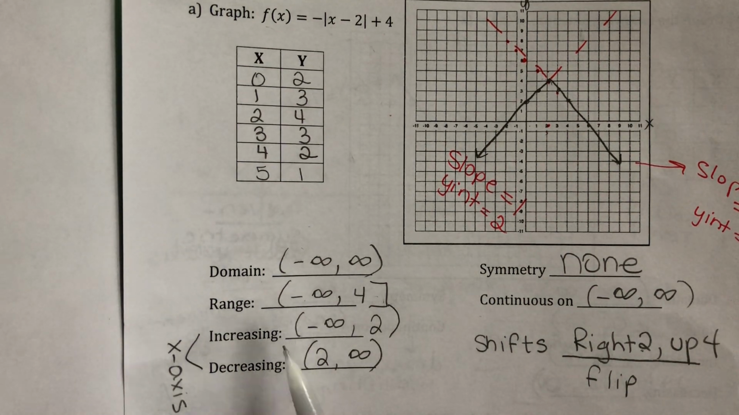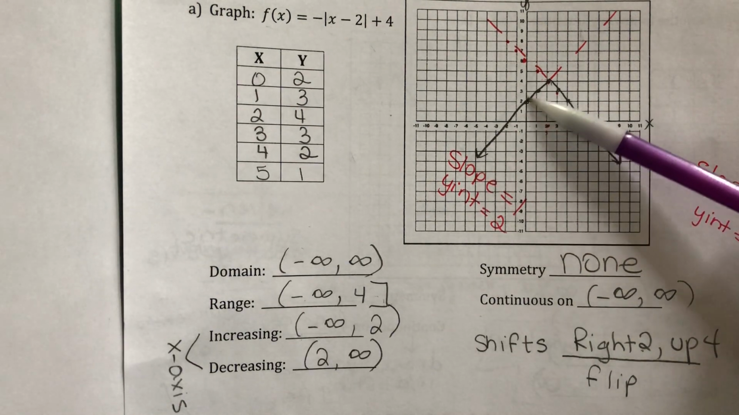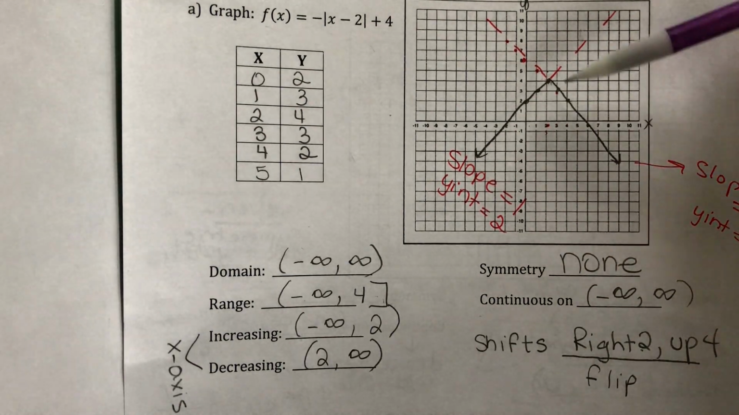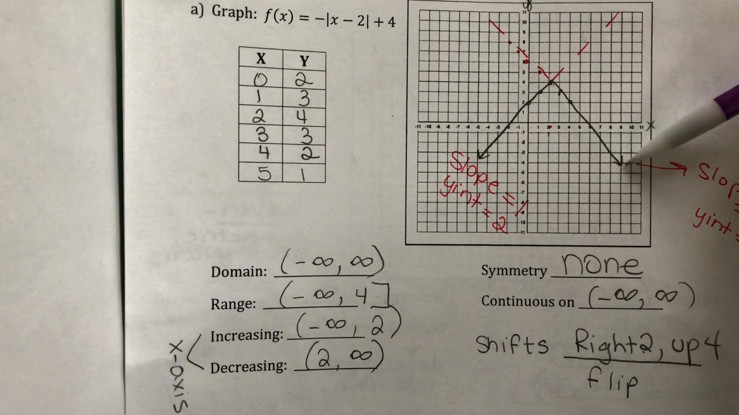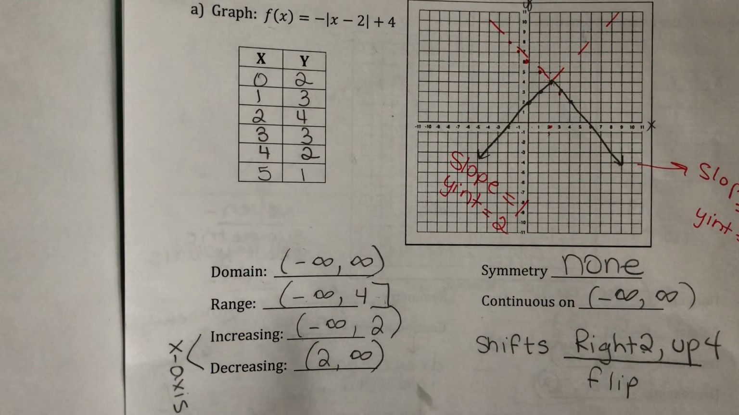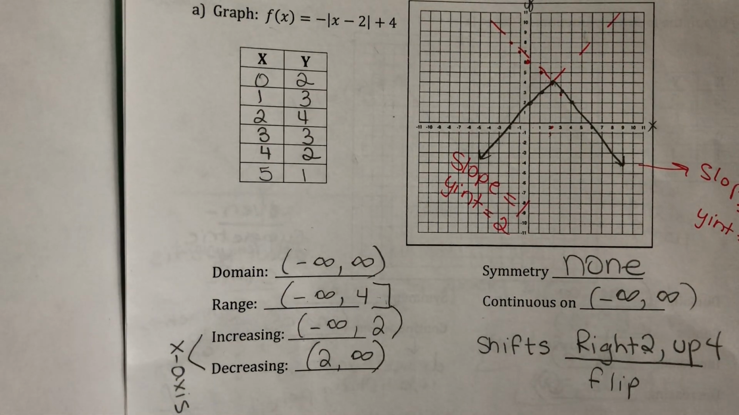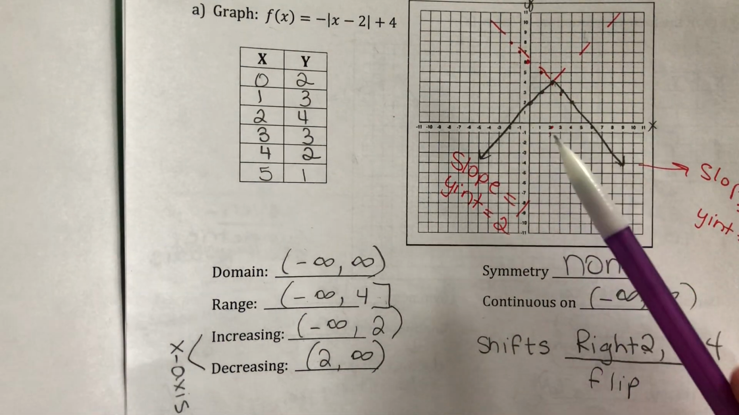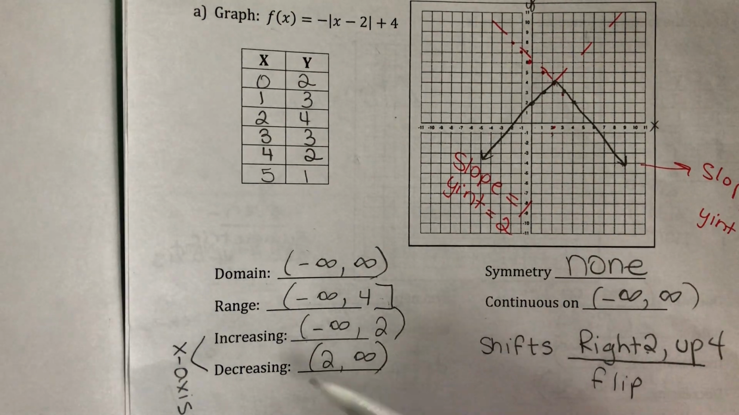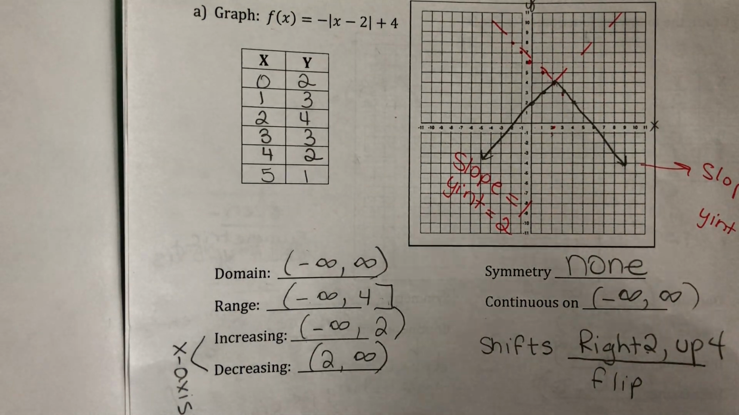The graph is increasing from negative infinity to 2, and from 2 to infinity, we're decreasing. If you'll notice, I have the parentheses around the 2 there. I can't include the 2 because at the number 2, it's not increasing or decreasing. It just is what it is. So that's why it's got a parentheses there, in case you're wondering.